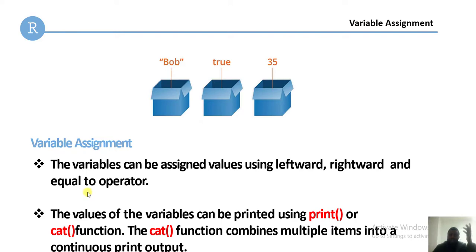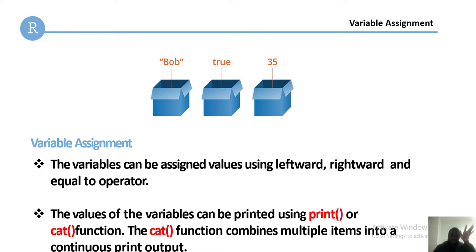So the value of the variables can be printed using the print function or the cat function. I'm saying function here because in R, when you see anything that has a bracket open and a bracket closed, it is a function coming from a certain package. We will talk about package. It's something very easy. Don't be afraid. So the cat function combines multiple items into a continuous print output. We will see an example in the course of our practical section.